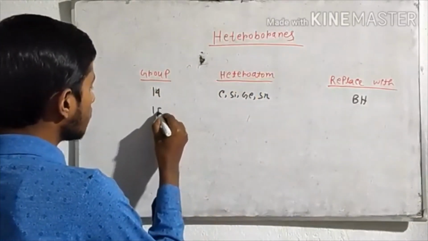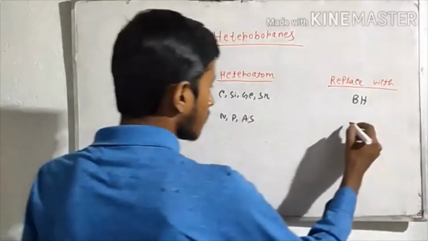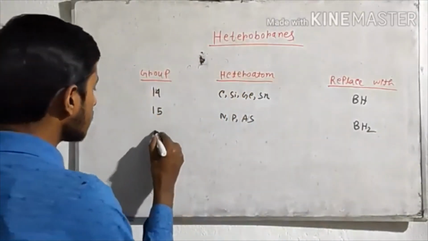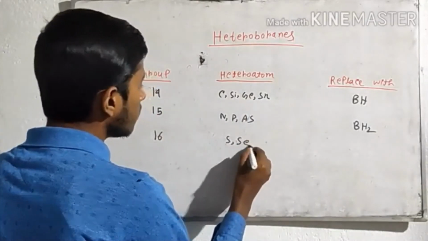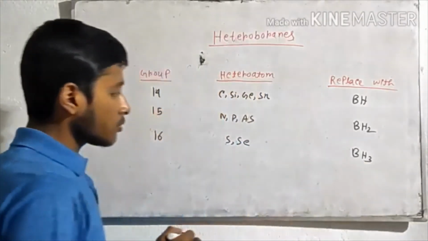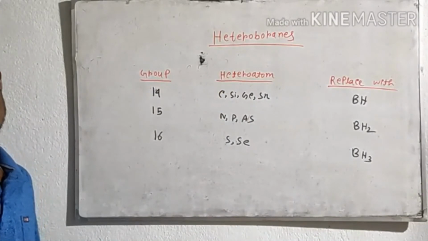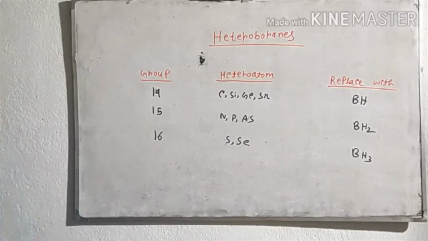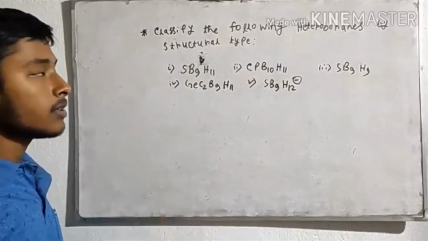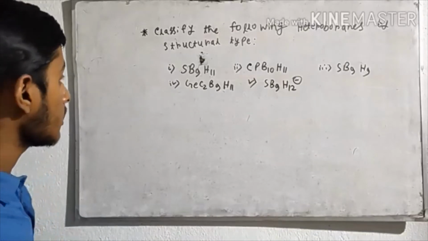If we have group 15 elements like nitrogen, phosphorus, arsenic, we will replace them with a BH2 unit. If we have a group 16 element like sulfur or selenium, we will replace them with a BH3 unit. By applying this process, we will convert the heteroboranes into a normal borane and then we will apply Wade's rule to solve the problems. So now we have to solve the following problems by replacing the heteroatoms with the suitable BH unit and then applying Wade's rule.